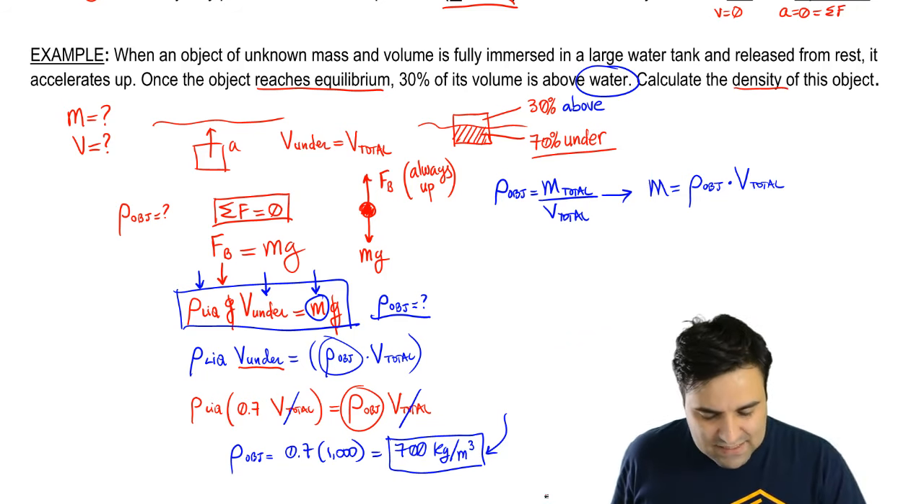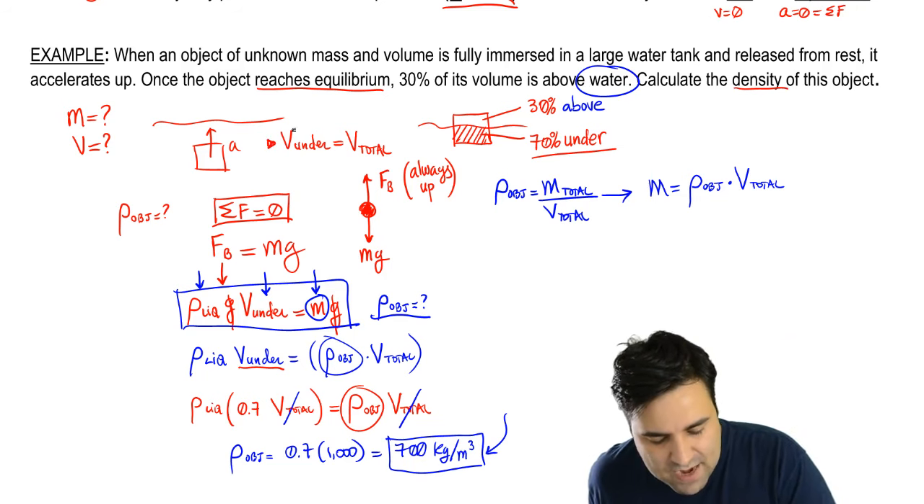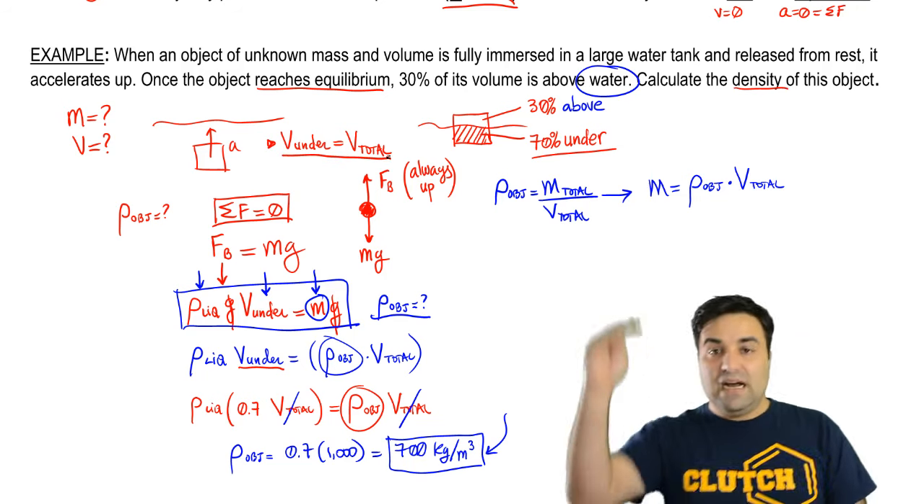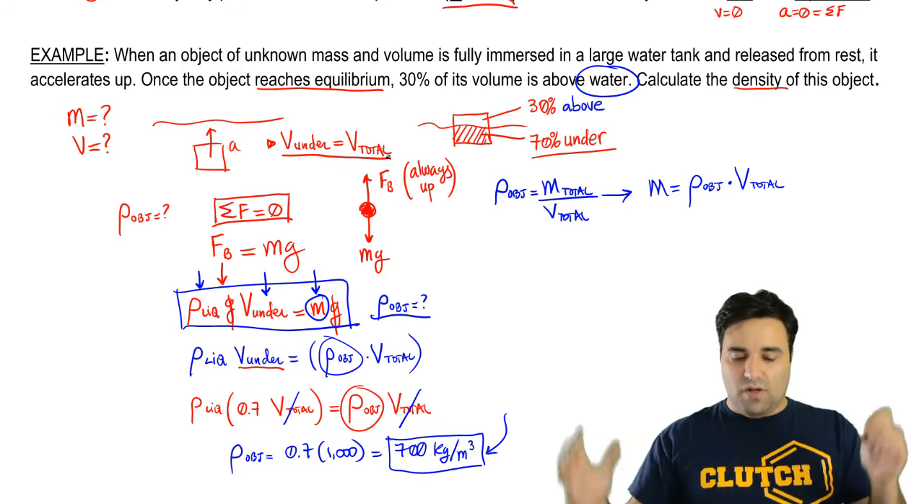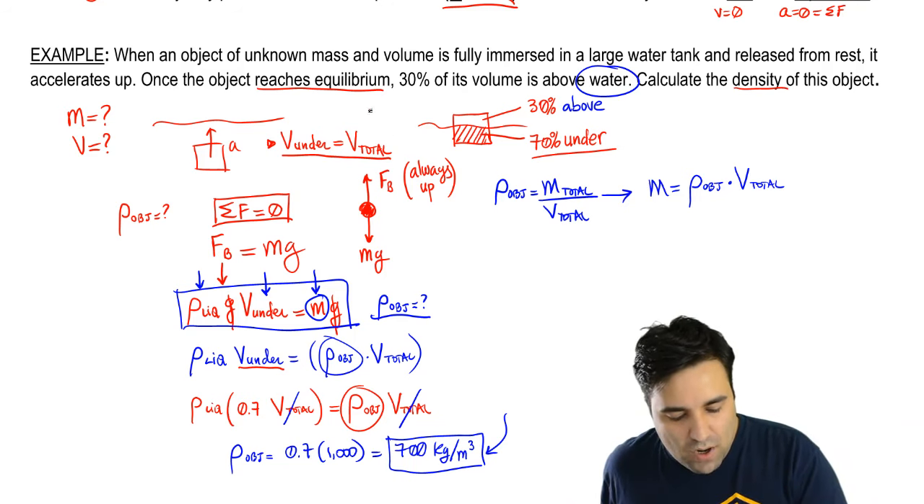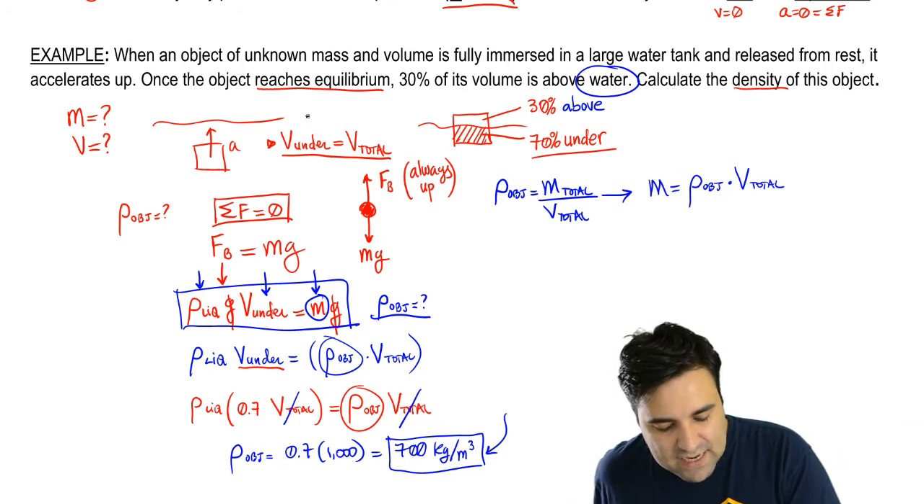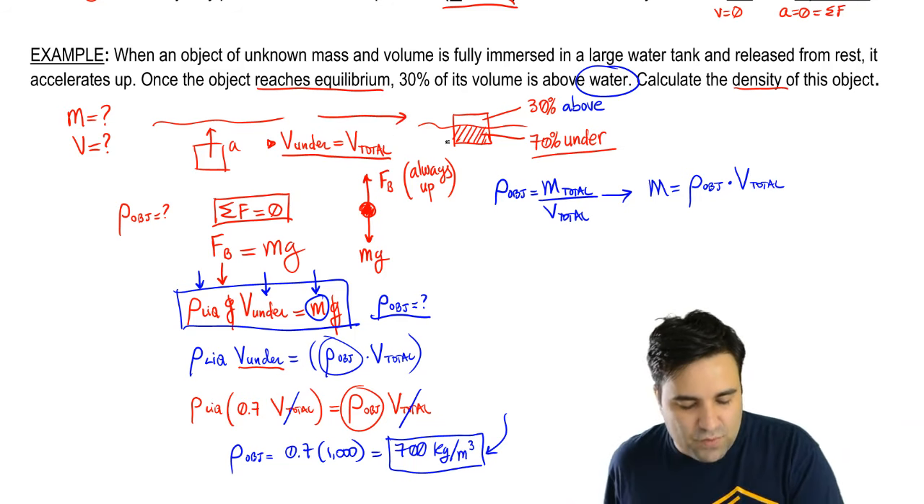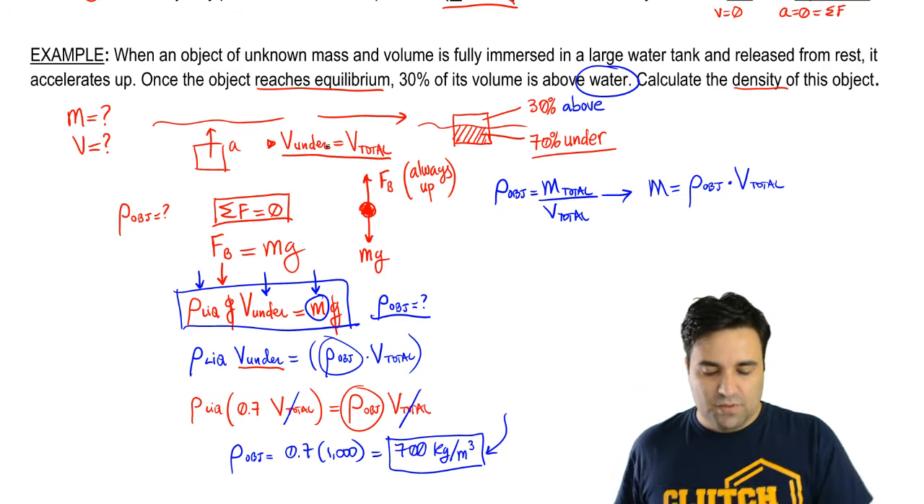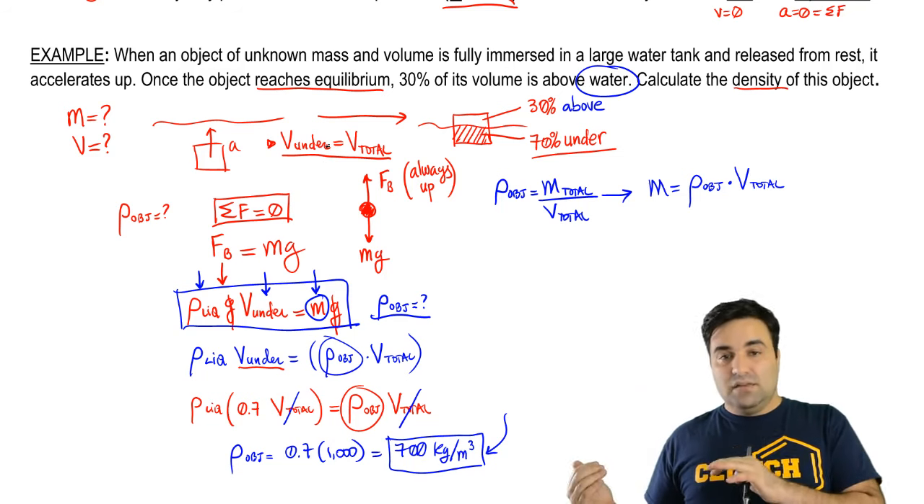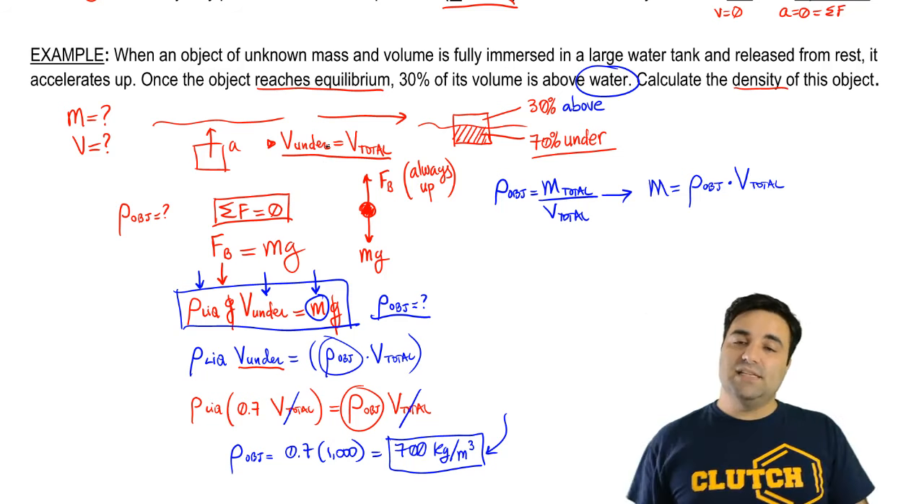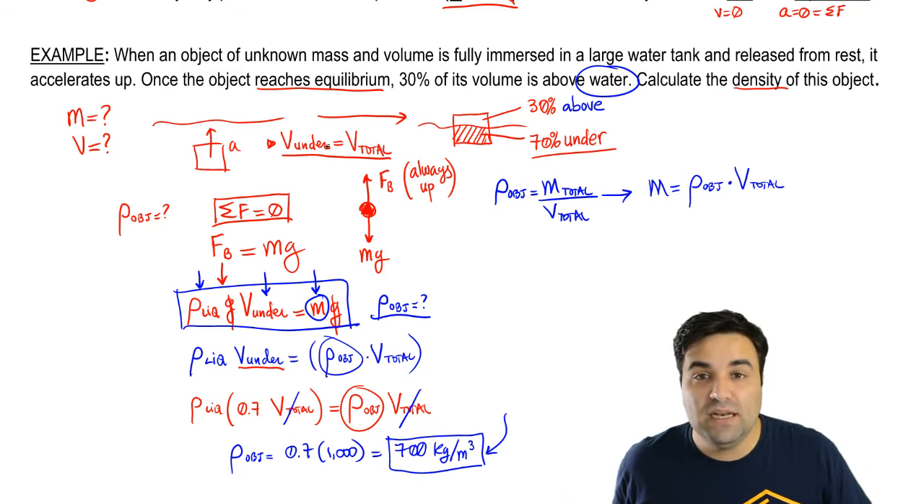I want to talk about one last thing here. Notice here that I had said that the volume under the water is the same as the total volume, but that was before you released and the object moved this way here. Now the volume under is less than the volume total because some of it is above. Cool. That's it for this one. Let's keep going.